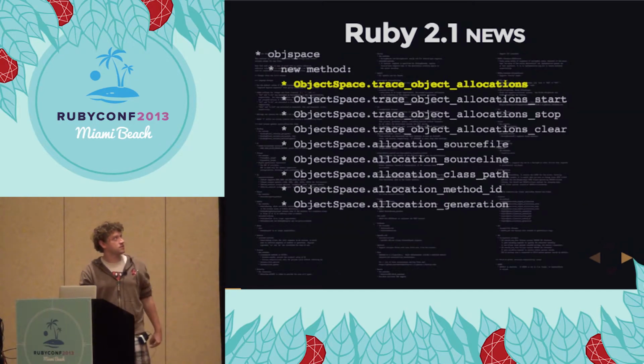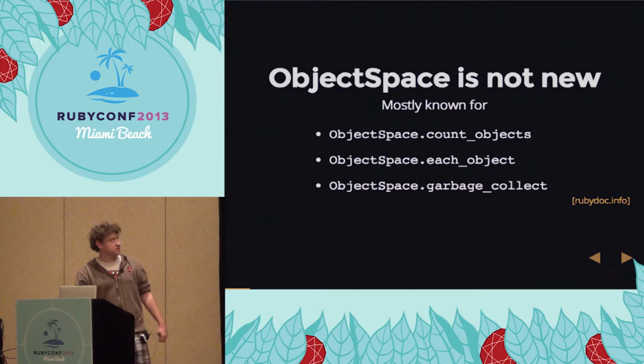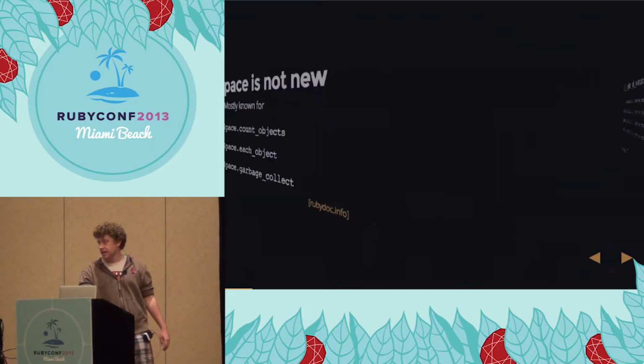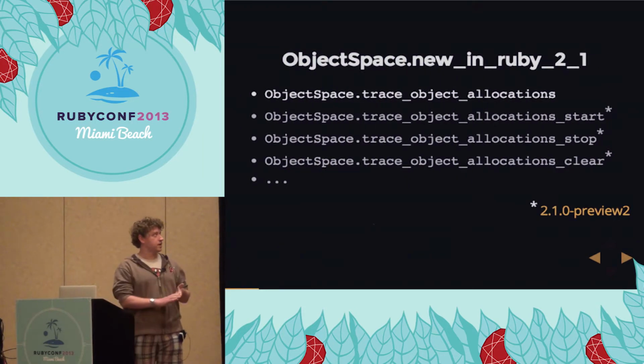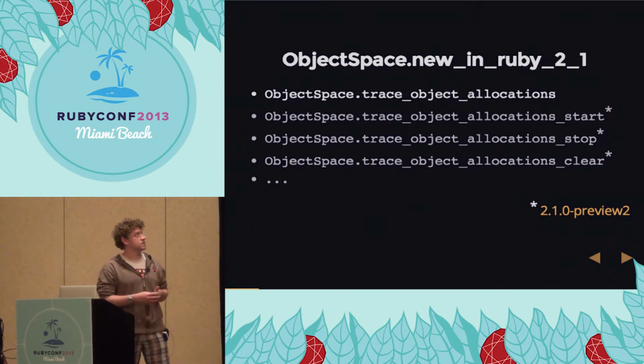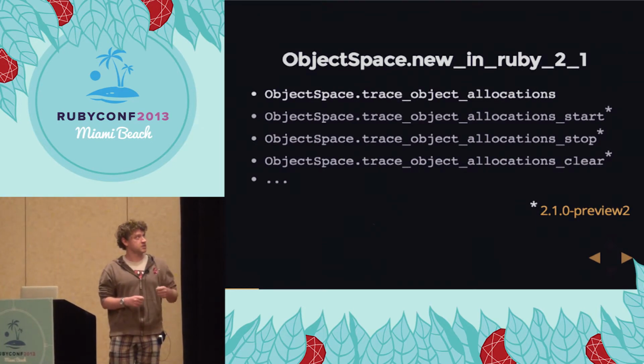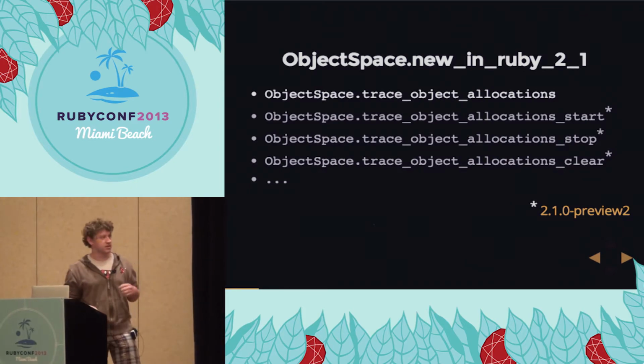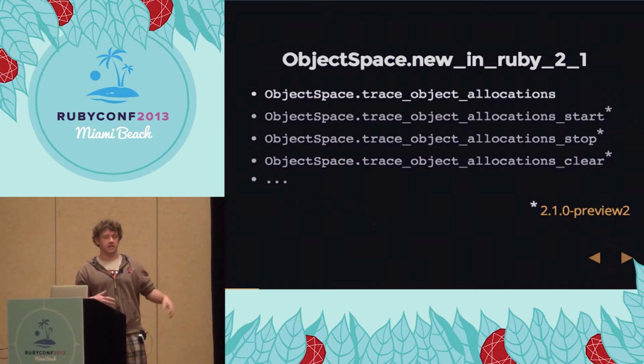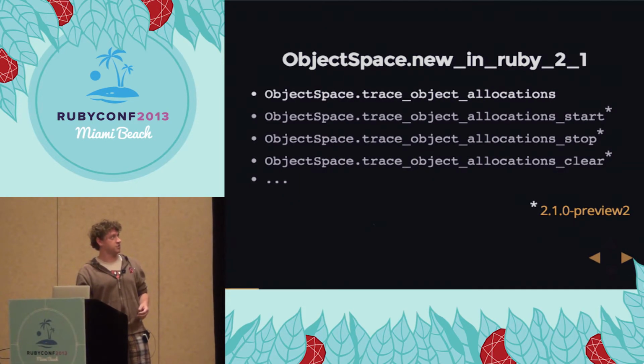It's ObjectSpace.trace_object_allocations. So ObjectSpace isn't new. This module has been around. People may have used it for things like count_objects or each_object. What's new in 2.1 is the ObjectSpace.trace_object_allocations method and then some sibling methods. You have trace_object_allocations start, stop, clear, and a few others. Each day when you check the changelog, they've added a few more.